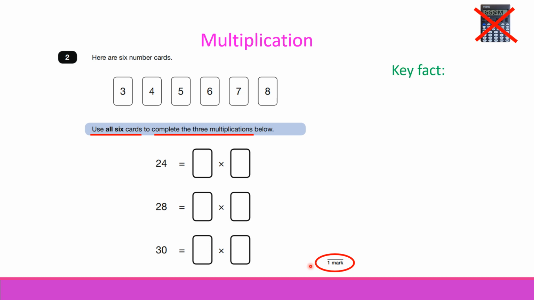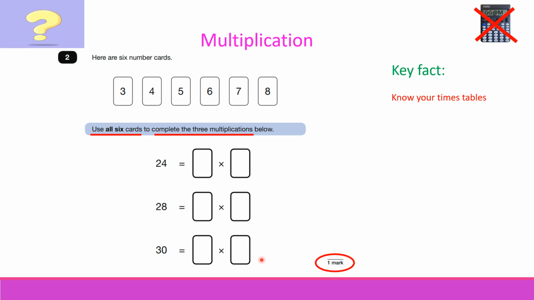So your key facts are that you need to make sure you know your times tables, and you should know your times tables by now. You should be fluent and confident in those. And if it helps you write any of them out before you start, then get them written down if you need to. Press pause, have a go, see if you can work out what the missing gaps are in here.